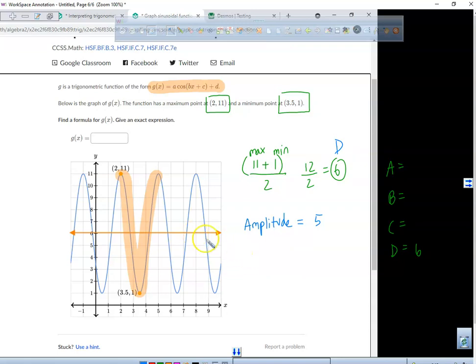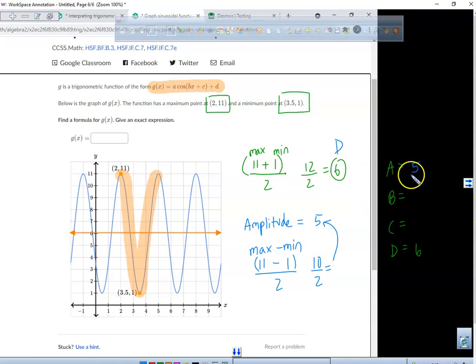All right, here's what you do. You take the maximum, you take away the minimum. So 11 minus 1, and then you take that and divide it by 2. So that gives you what? 10 over 2, which still gets you to 5. That's how you do it just algebraically, all right? You take the maximum minus the minimum. So now we know our A value is 5.